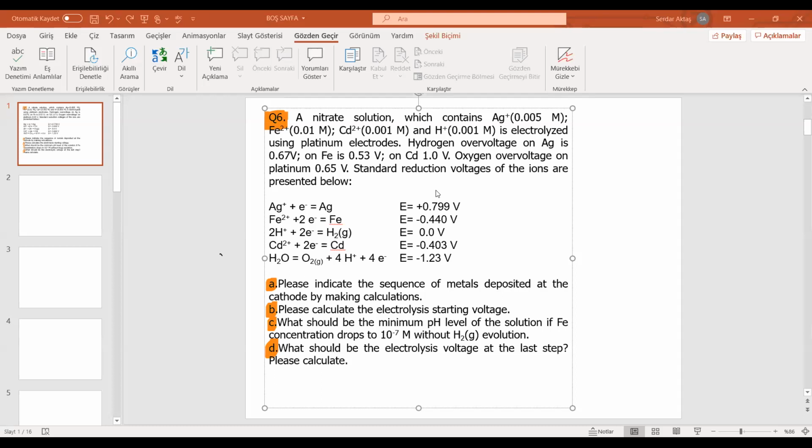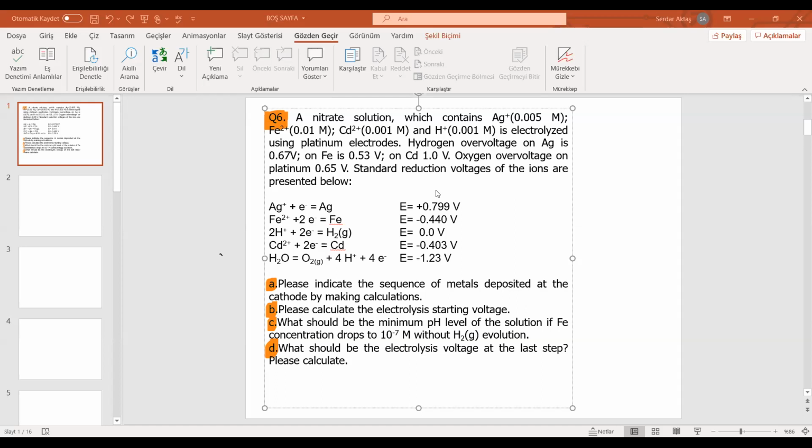Let me read out for you. A nitrate solution which contains silver plus 0.005 molar, iron 2 plus 0.01 molar, cadmium 2 plus 0.001 molar, and hydrogen plus 0.001 molar is electrolyzed using platinum electrodes. Hydrogen overvoltage on silver is 0.67 volt, on iron is 0.53 volt, on cadmium 1 volt. Oxygen overvoltage on platinum is 0.65 volt, and standard reduction voltage of the ions are presented below.